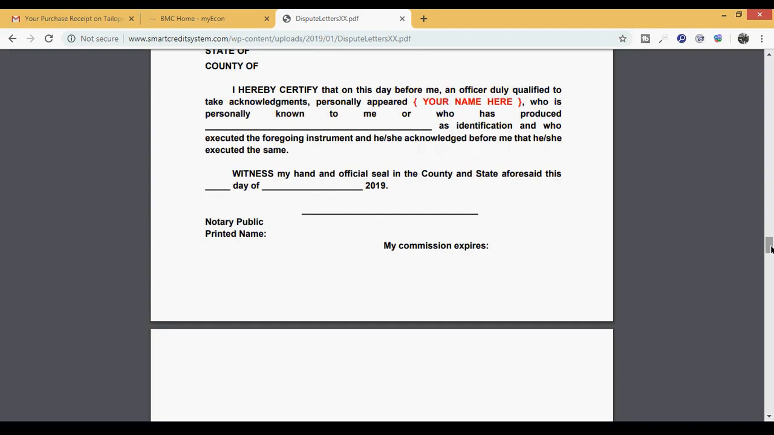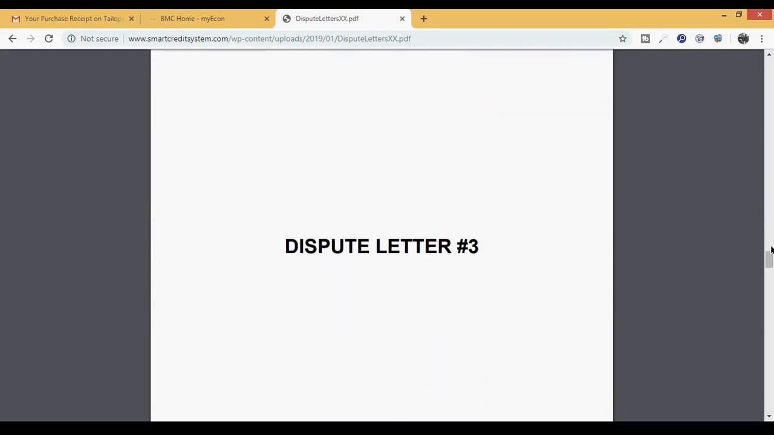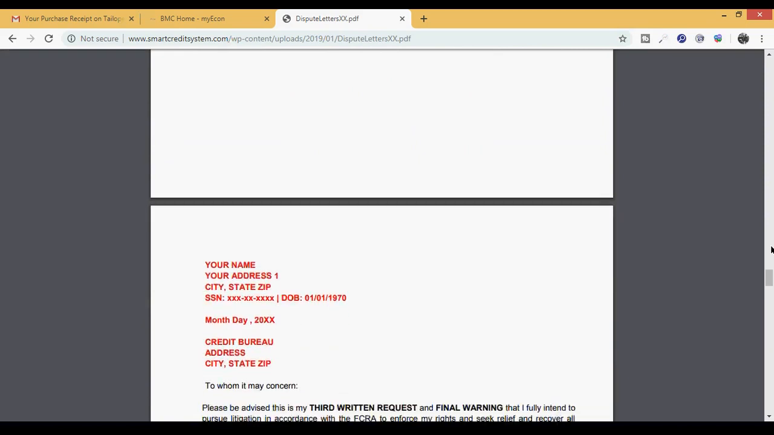Yes, and you guys, with this letter, you want to give them about 2 weeks to respond, okay? About 2 weeks. We're not going to give them a full 30 days. And then let's go to dispute letter number 3, which you'll also give them about 2 weeks to respond, okay? And we're being nice with 2 weeks, okay? Right. So let's keep going.